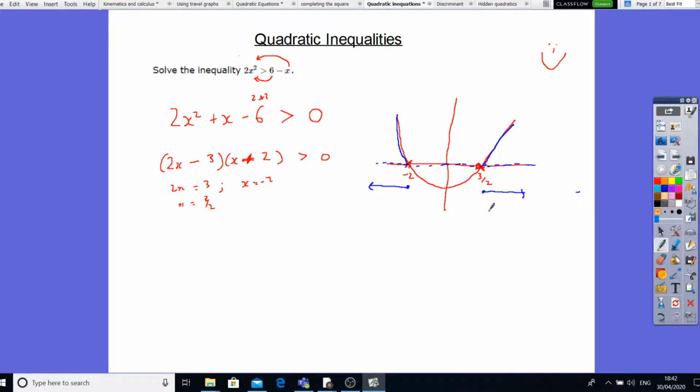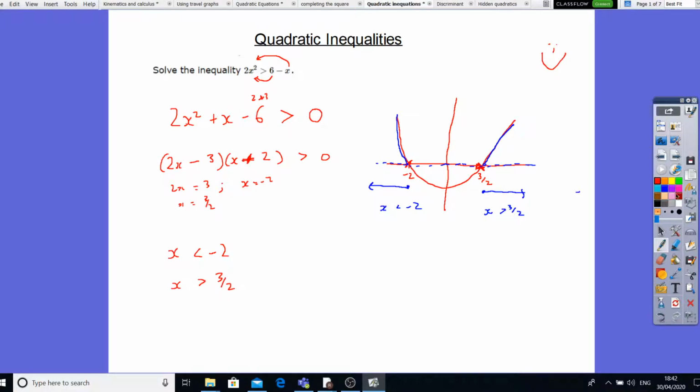So the solution will be, when x is greater than 3 over 2, and in this case when x is less than minus 2. So let's just finish this off. So solving this inequality, you can write x is less than minus 2, and also when x is greater than 3 over 2, that inequality will be satisfied.